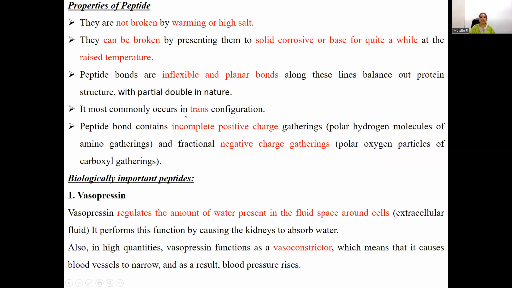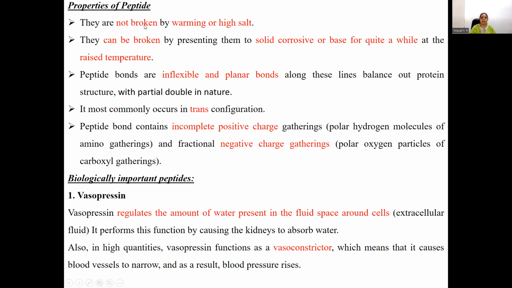Most of the time, the configuration of the peptide bond will be the trans configuration. When you consider isomers, trans conformation is seen in peptides. The peptide bond also contains an incomplete positive charge, a partial positive charge gathering especially on the polar hydrogen of amino acids, and a fractional negative charge gathering on the polar oxygen of the carbonyl group. Wherever you have an electronegative atom, negative charge will accumulate, and wherever you have an electropositive atom, positive charge will be generated. This is not because of ionization; it is because of partial positive and partial negative charges due to the electronegativity and electropositivity of the atoms.